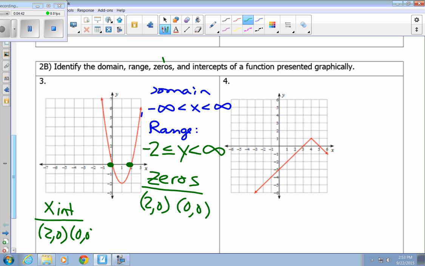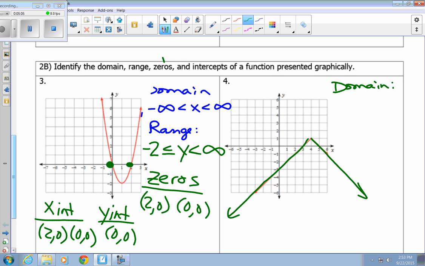The y-intercept is where it crosses the y-axis. That happens at 0, 0. So it has that x-intercept too. It doesn't always happen that way. The domain on number 4: how far left will the left arrow go, and how far right will the right arrow go? Well, they'll keep on going, negative infinity to infinity.